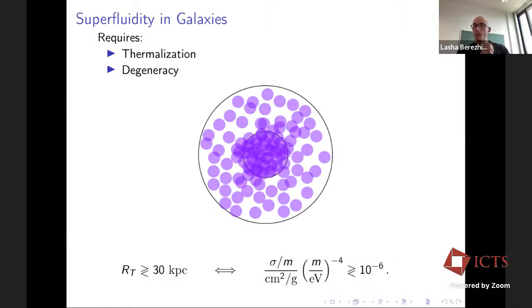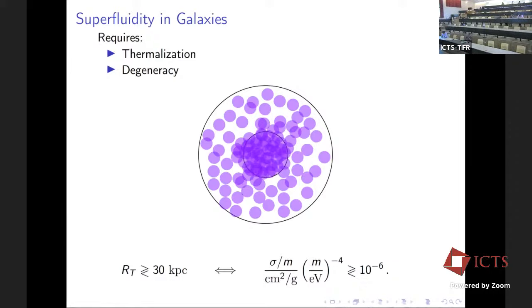Yes, of course. So could you please repeat how this is different from an ultralight boson case? You said in fuzzy dark matter.